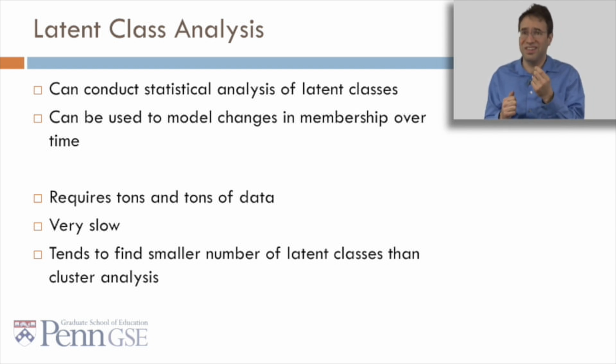First of all, it requires tons and tons of data to be able to find anything. It's very, very slow. Did I mention it's slow? And it tends to find smaller numbers of latent classes than cluster analysis for the same amount of data. That's because it has a higher criterion for putting data points together, which is to say, how close is their statistical dependence?